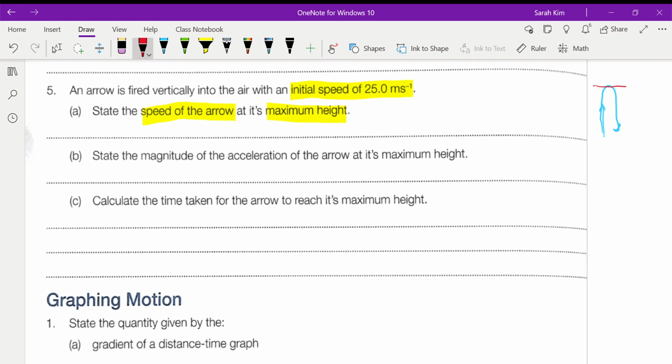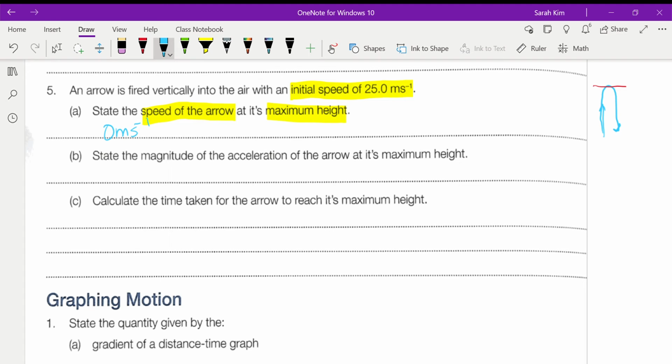So that means at the top here, it is going to have a speed of 0 meters per second. It's actually not going to be moving anymore. It's going to be instantaneously not moving at the top just before it falls down.